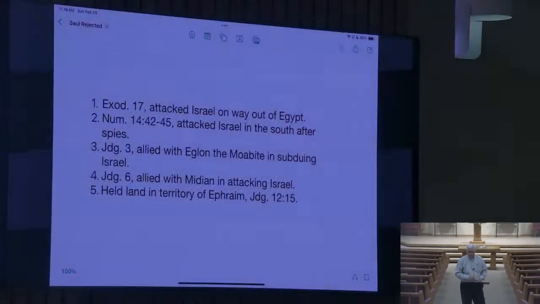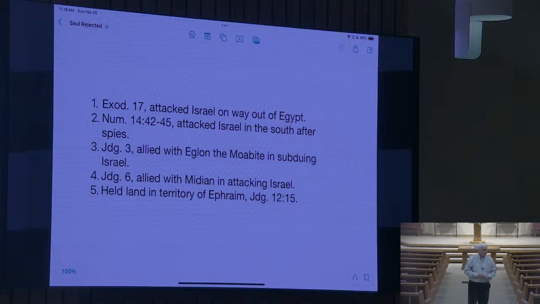All right, the final rejection of Saul. So he's already lost the kingdom in the future. Now there's going to be another step to the rejection. God tells him, this is chapter 15, you're to go fight the Amalekites. The Amalekites were long time enemies of Israel. They attacked them on the way out of Egypt during the Exodus.